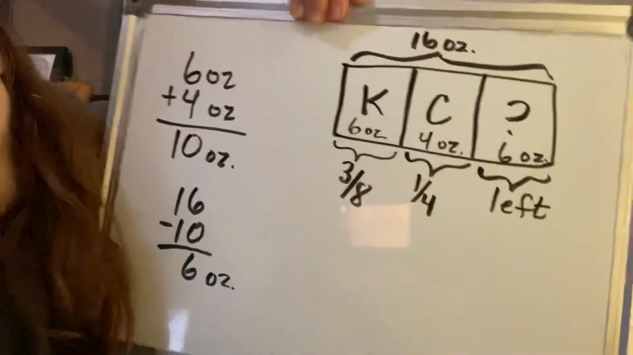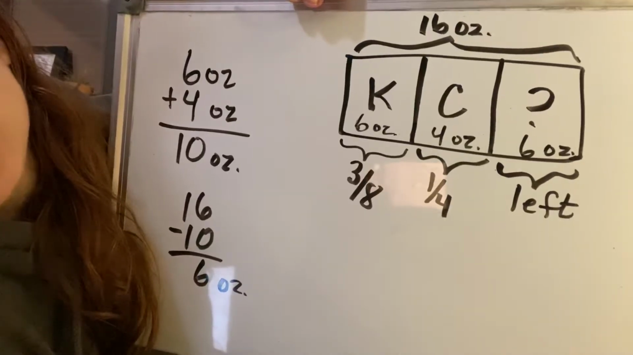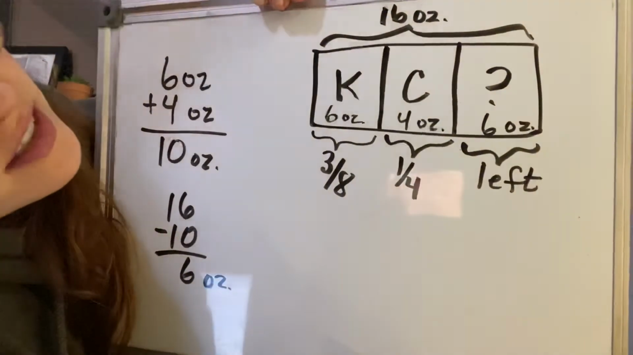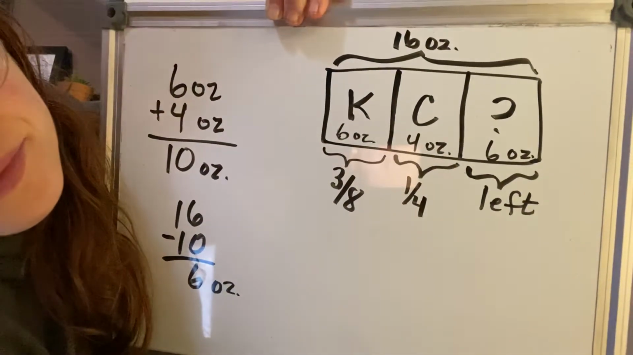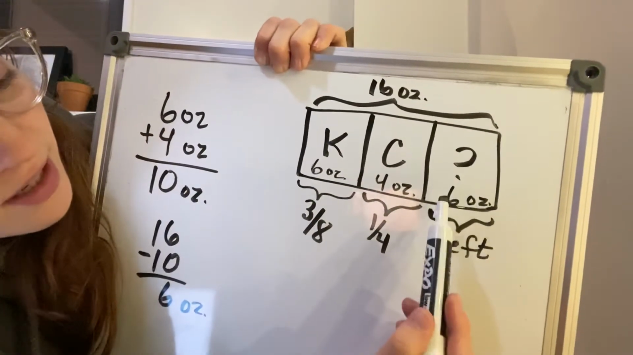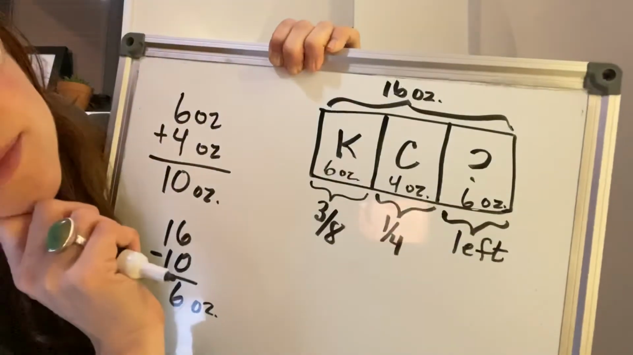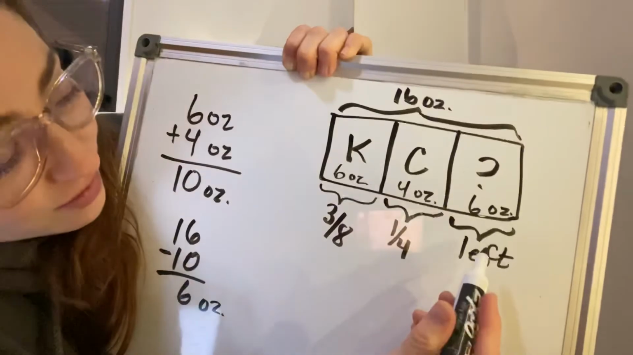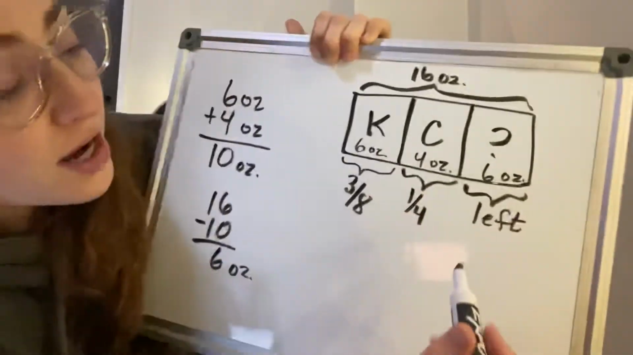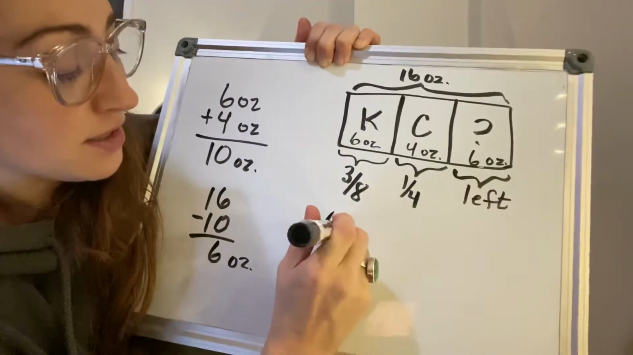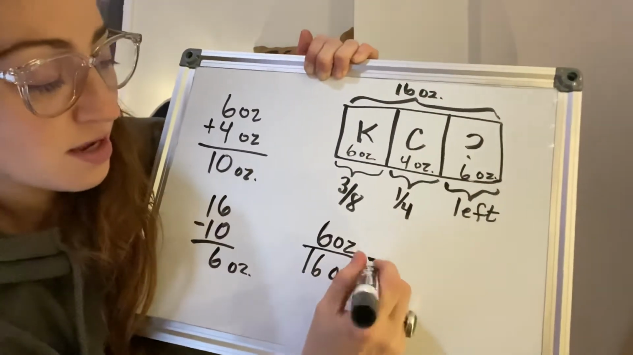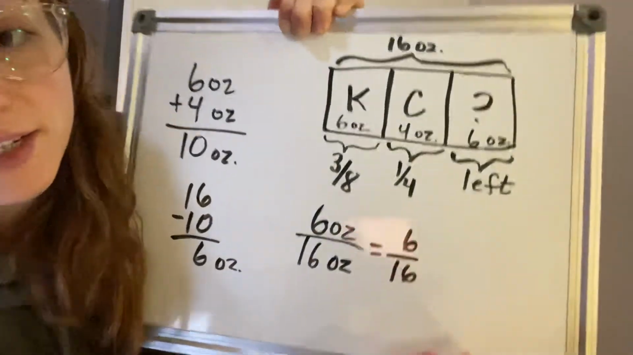Good. But the question is asking us what fraction of the box is left over. Not the amount in ounces, but what fraction. Okay. So how do we figure that out? If we know that the leftover is 6 ounces and our whole is 16, then we can write that as a fraction. Because it says how much is left over, write it as a fraction. Leftover is 6 ounces out of our whole 16 ounces. So that's saying 6 out of 16.